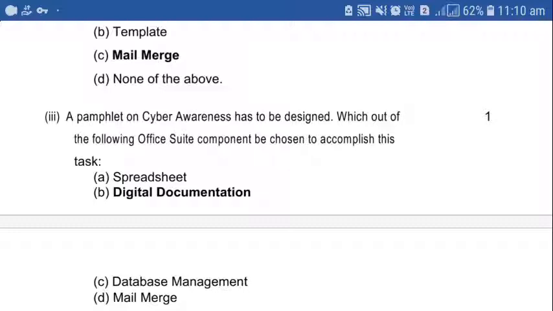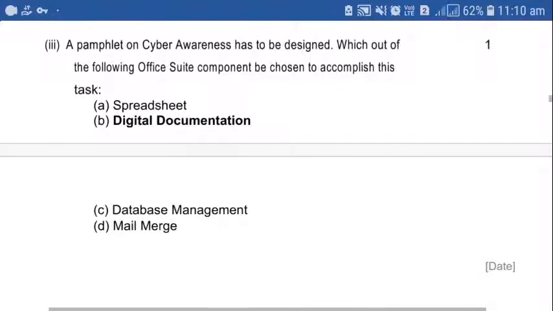A pamphlet on cyber awareness has to be designed. Which out of the following Office suite components do we choose to accomplish this task? So which Office suite applications? The spreadsheet, digital documentation, database management, mail merge. So right answer is digital documentation.